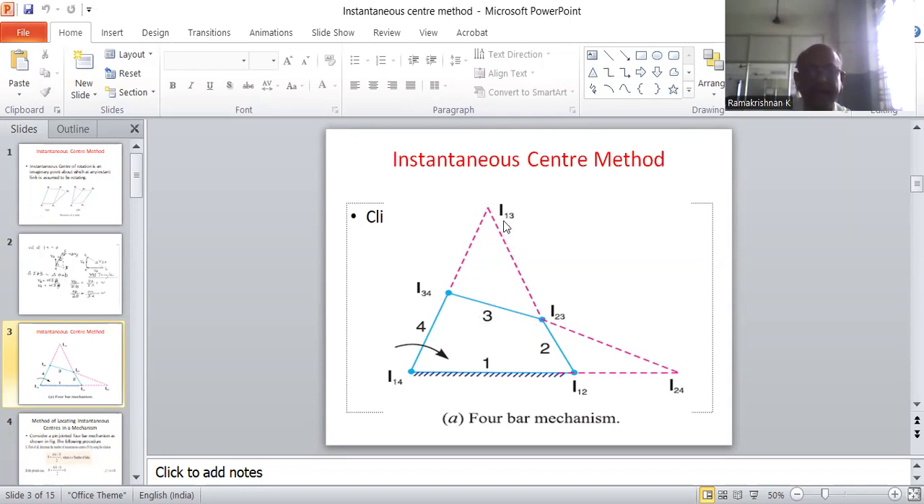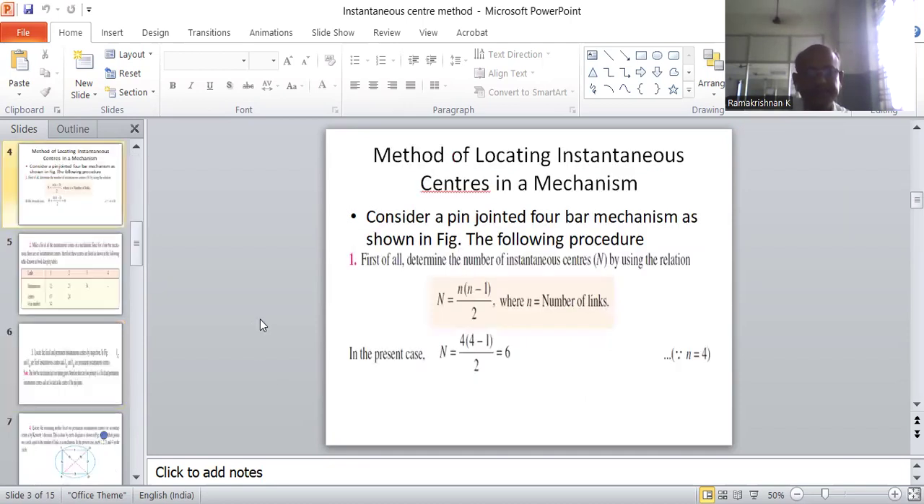Now I-13 and I-24. The I-13 is common to links 1 and 3 and I-24 is common to links 2 and 4. These two instantaneous centers are called neither fixed nor permanent instantaneous centers because for various configurations, their locations are changing continuously. So these are neither fixed nor permanent instantaneous centers.